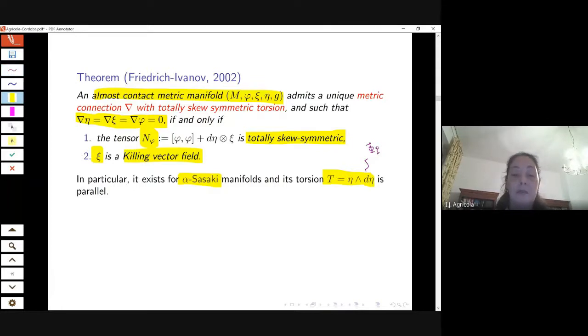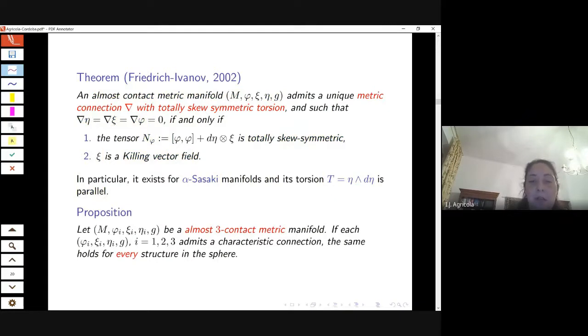Okay, so we have that, and this torsion, moreover, has a very nice particular property. It is parallel, meaning parallel with respect to the connection it defines. And here comes the first proposition. By applying the results we had before, if we start with any almost free contact metric manifold, if each of the single structures admits a characteristic connection, then the same holds for every structure in this associated sphere.